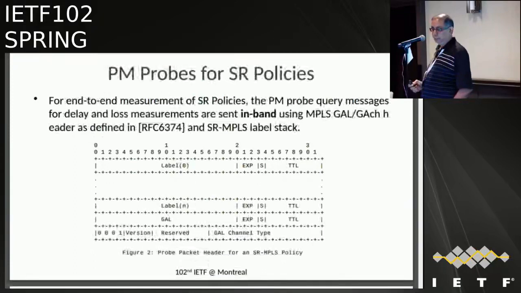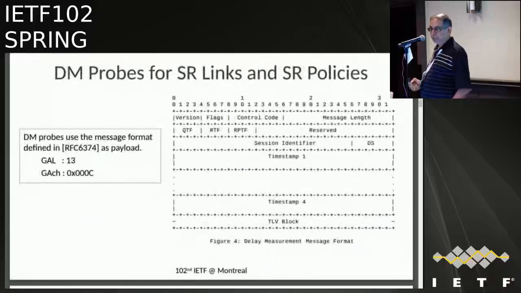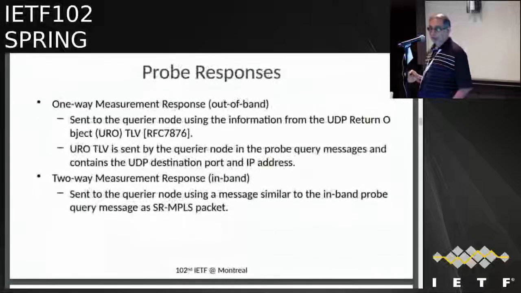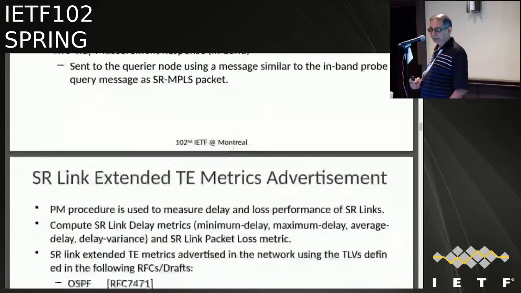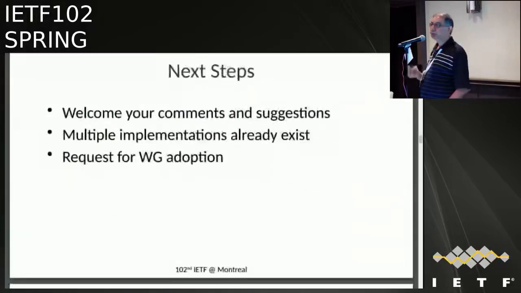For SR policies, we will put the MPLS label stack. These are the delay measurement and loss measurement packet formats defined in 6374. For out-of-band one-way delay and loss measurement, RFC 7876 defines the UDP return path, so this is what we would use for segment routing as well. There are already RFCs defined for OSPF and ISIS, and BGP-LS is also becoming an RFC for advertising the TE link metrics. We welcome your review, comments, and suggestions. Multiple implementations already exist, so we are requesting working group adoption for this draft.